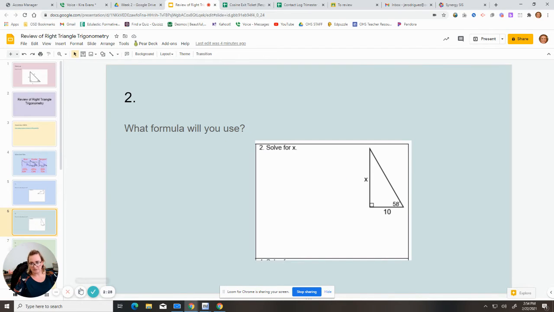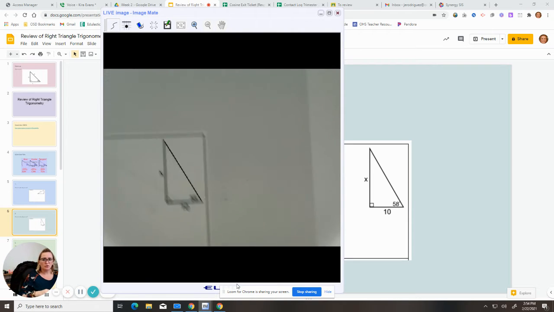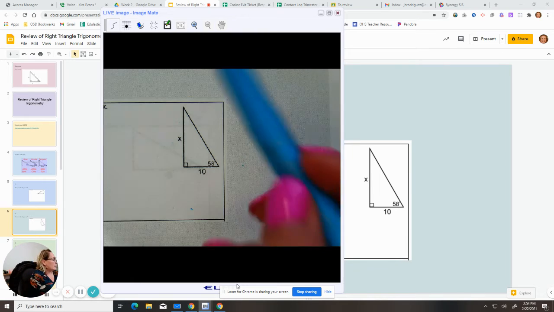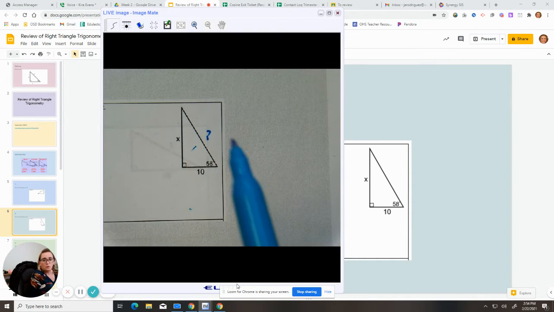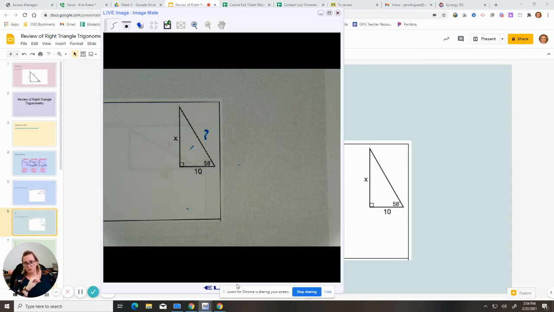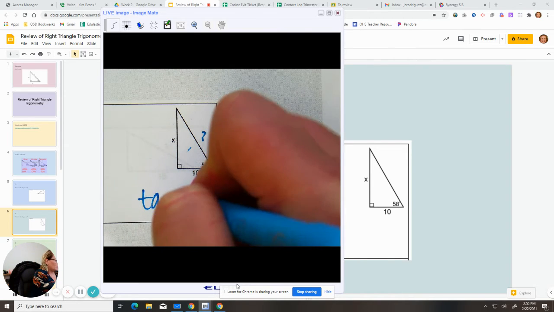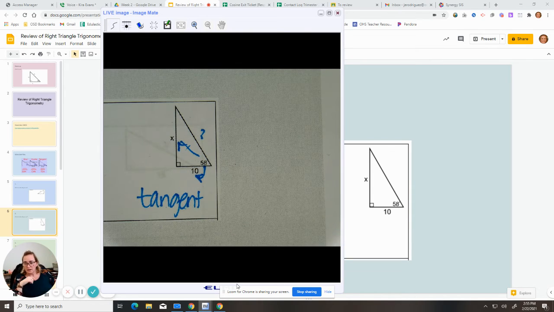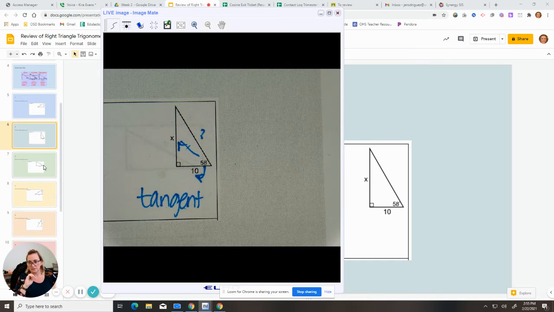So let's look at this next one. So again, I'm going to pull up my Elmo so that we can zoom in on this. First of all, you should notice right away that we do not have anything over here, which means we do not have a hypotenuse, which means we cannot use any of our formulas that need a hypotenuse. That leaves the only formula left would be tangent with an opposite and an adjacent. So you want to pay attention to details as you're working through this.